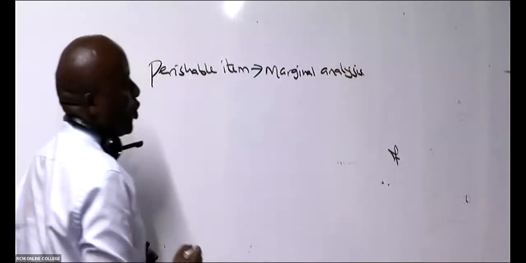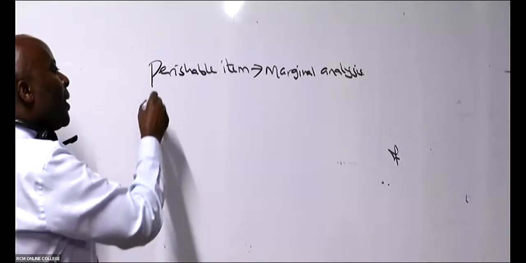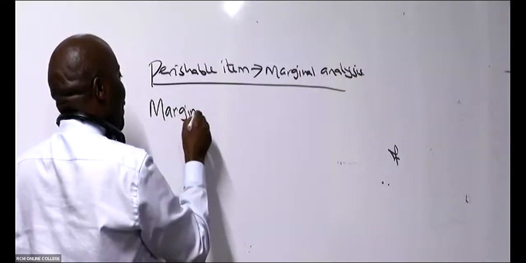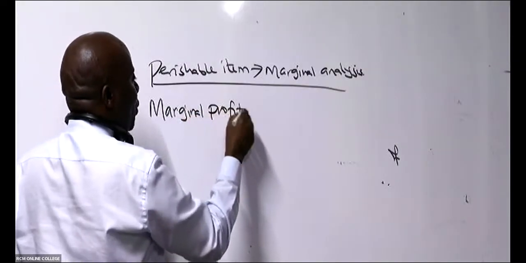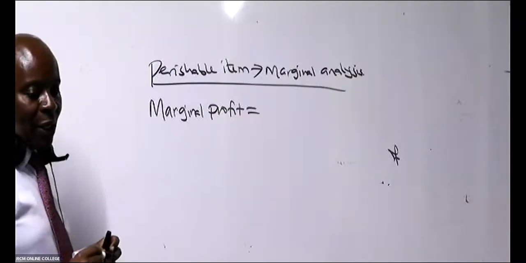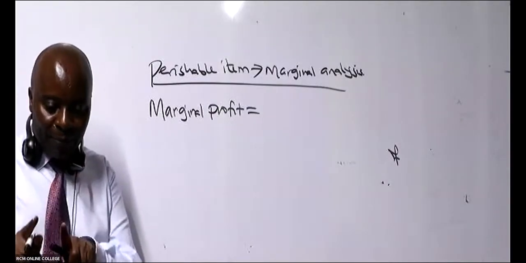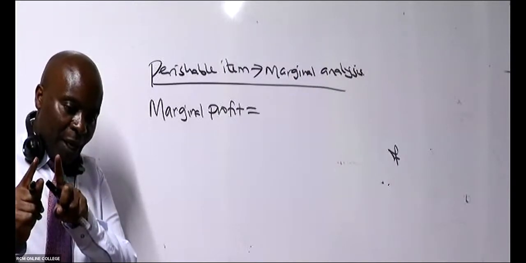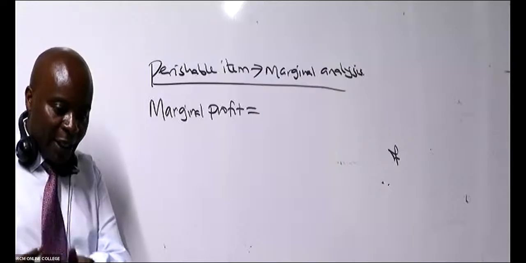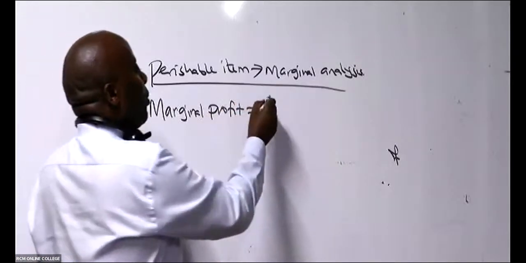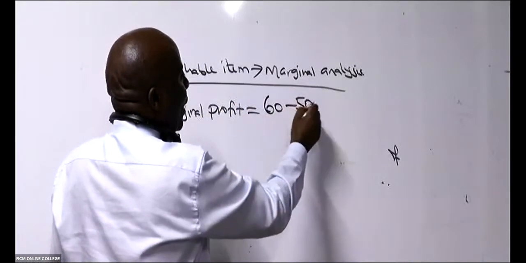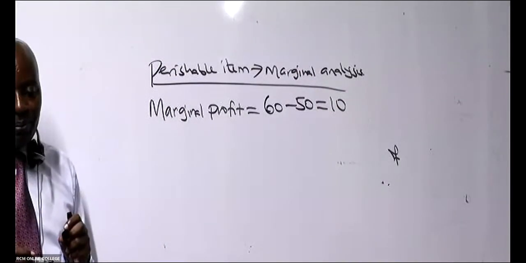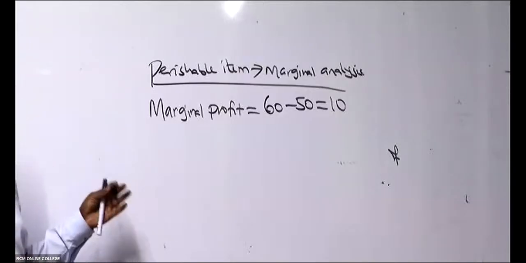Under marginal analysis, you give us what we call the marginal profit. If these newspapers are sold on the very day they are bought, how much profit will this gentleman make? The normal selling price of 60 minus the buying price of 50 gives me 10 bob. That is marginal profit, profit per unit.